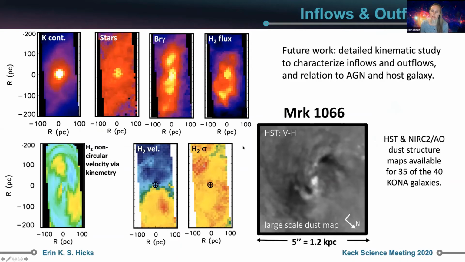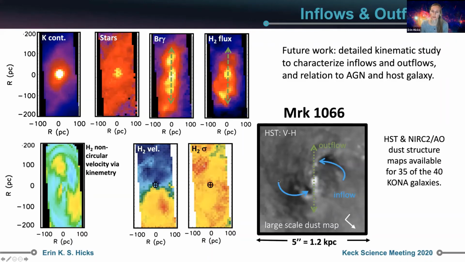You see in the dust structure map here, the white represents outflow. So the outflow axis is up and down in this image, which aligns well with what's seen in the Brackett gamma emission, as well as the molecular hydrogen in this case. And then the dark regions of the dust structure map represent dust, often associated with spiral structures. So we would expect inflow along those structures. And in 1066, there's suggestion of this.